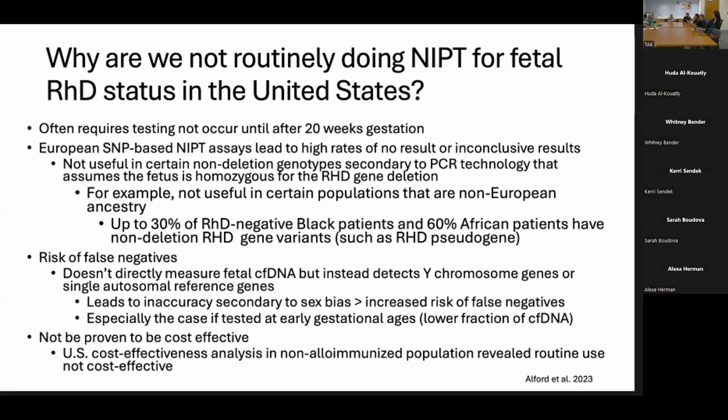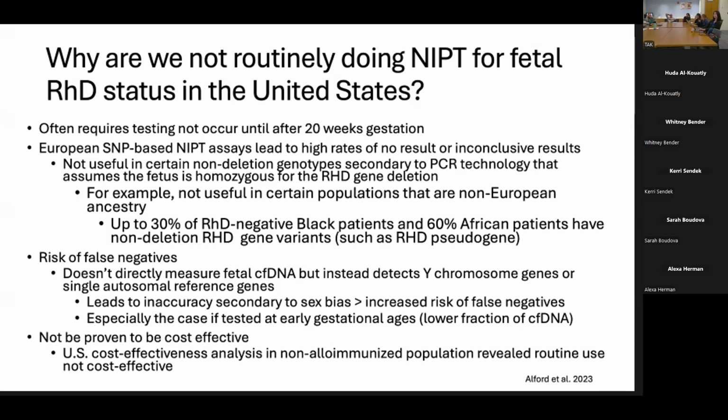And this is really the most important point to drive home, is that the assays that they use are not useful in certain non-deletion genotypes secondary to the PCR technology. The technology that's being used in Europe assumes that the fetus is homozygous for the RhD gene deletion. And as we talked about at the very beginning, yes, we can have a deletion of the RhD gene, but we can also see pseudogene, hybrid gene. There are other genetic alterations that can occur, and these assays are not evaluating for those. And so it's not useful in a non-European ancestry, because as we discussed, we know that the gene alterations vary by region in the world and by race and ethnicity.